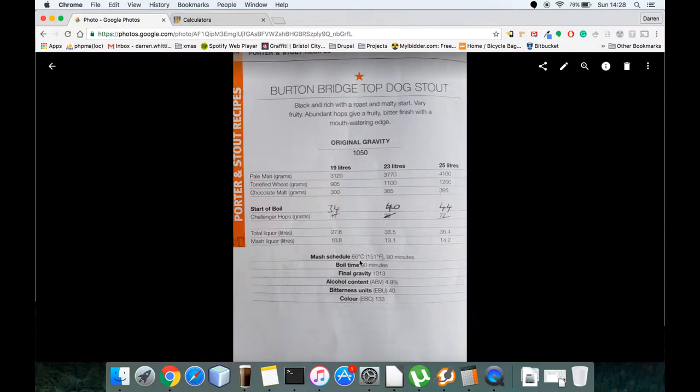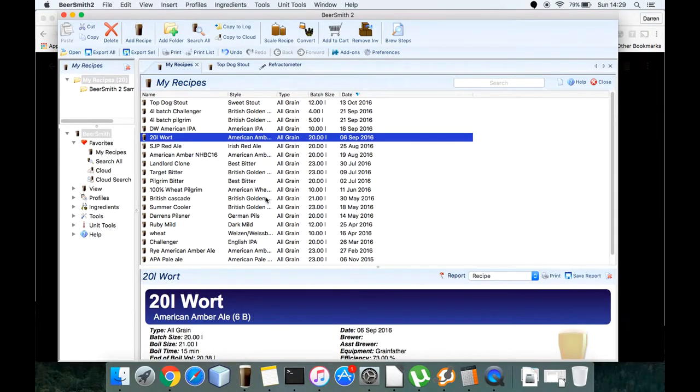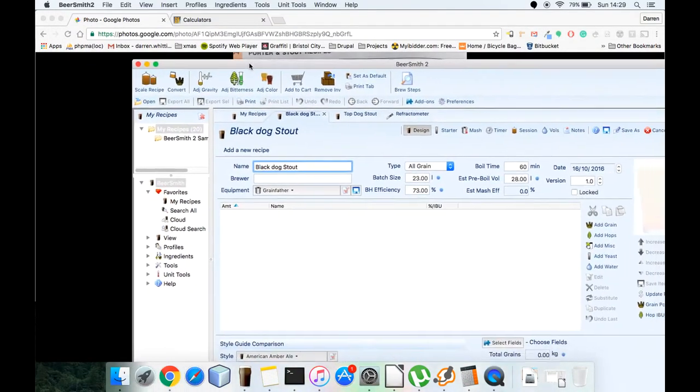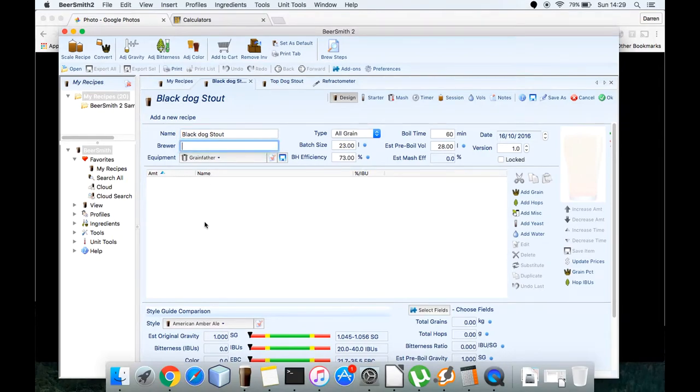So we've got all the vital statistics here. So what I'm going to first do is to fire up BeerSmith, which is here. I've actually done another recipe there, but I'm going to do it again just for the benefit of you guys. And there it is. Okay, so it's going to be Top Dog Stout. Have I got that right? Top Dog Stout. There we are.